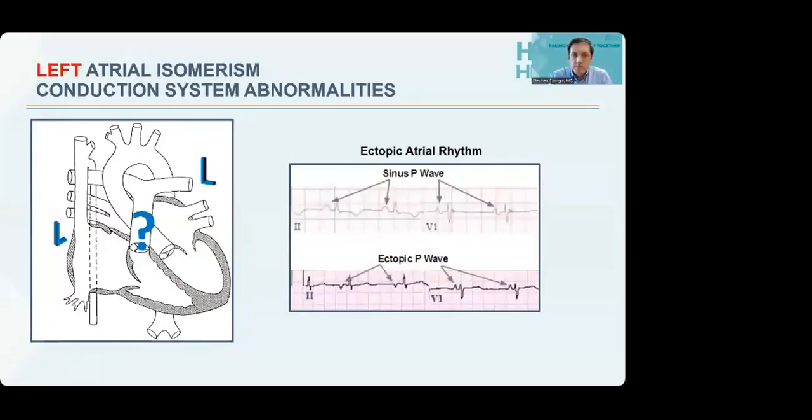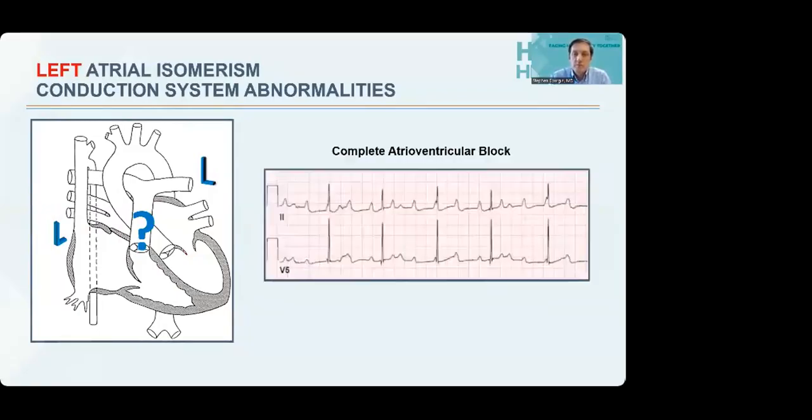But what about left atrial isomerism? Again, in left atrial isomerism, the sinus node can be normal, present in a different location, absent, or hypoplastic. So the rhythm strip on the right shows a normal sinus P wave on the top and an ectopic P wave coming from a different part of the atrium on the bottom. You'll immediately know that the ectopic rhythm is slow because the focus isn't coming from the sinus node, and the P wave is inverted in lead 2.